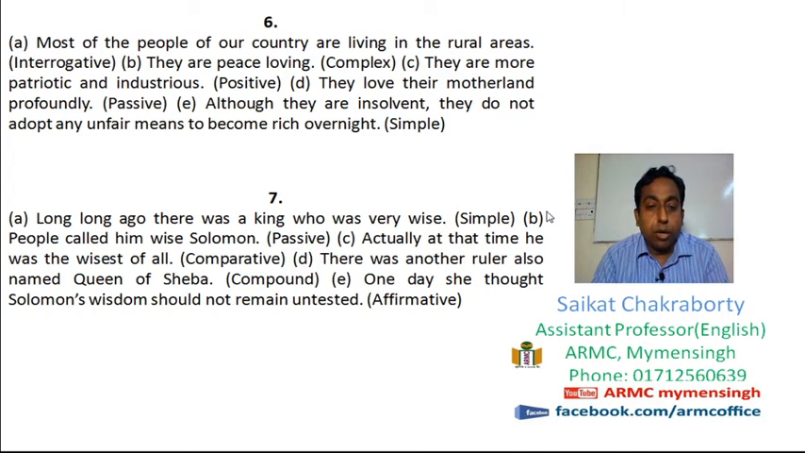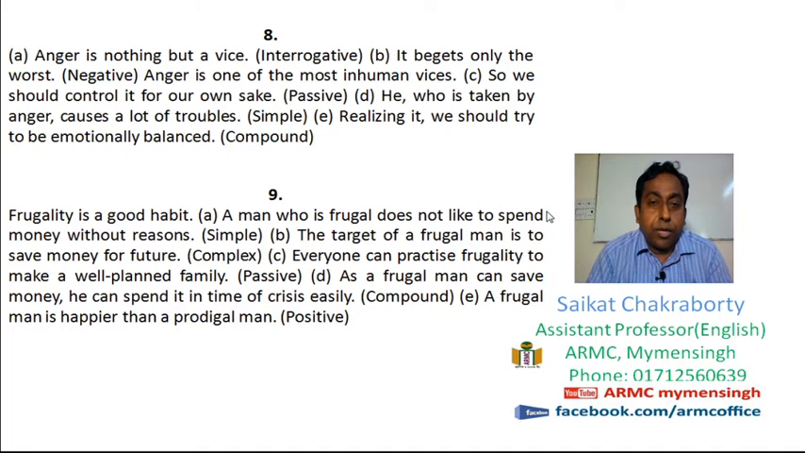One day she thought Solomon's wisdom should not remain untested. To make it affirmative, we should remove not. One day she thought Solomon's wisdom should be tested. Then come to number 8.